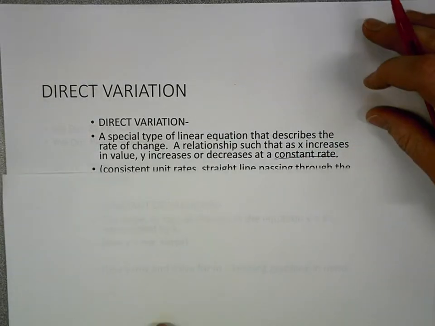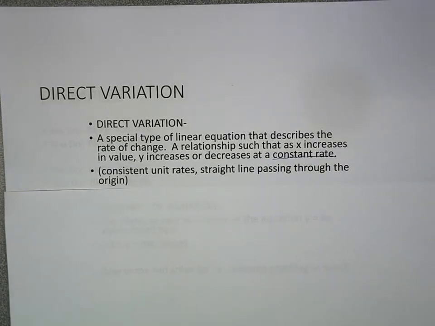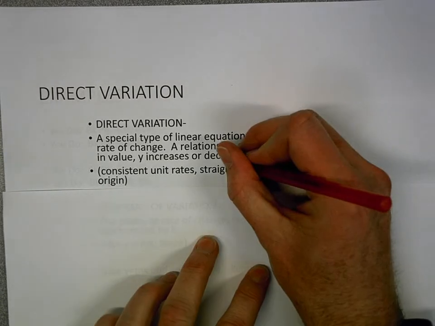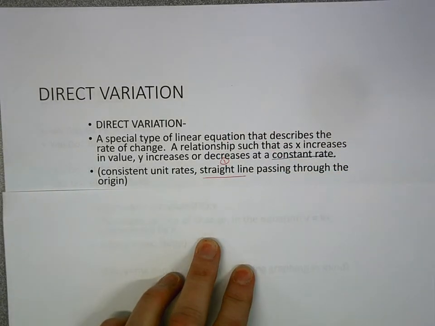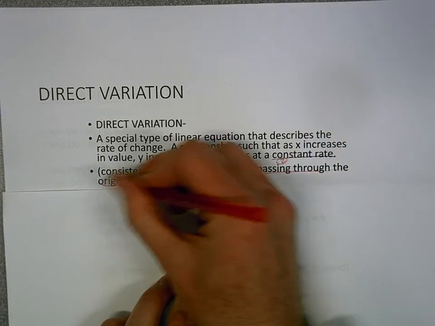So in your little box, here's where you could put a direct variation. Consistent unit rates. We talked about unit rates a little yesterday. They're consistent. And also, if there's a direct variation in a graph, you're going to have two different conditions. One, it's going to be a straight line. And two, it's going to pass through the origin.